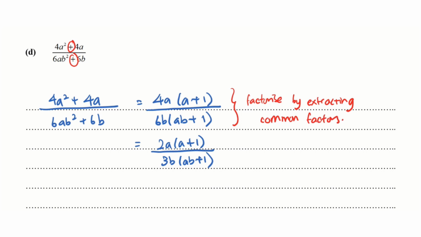Then now we will proceed with the cancellation. But we see that there isn't really a lot for us to cancel, because this is a plus 1 and this is ab plus 1, so nothing for us to cancel. Then after that, this is a, this is b, also cannot cancel. So we are only restricted to this 4 and 6, where we can simplify it into 2 over 3, because both of them can be divided by 2. Hence we get the answer 2a times a plus 1 over 3b times ab plus 1.